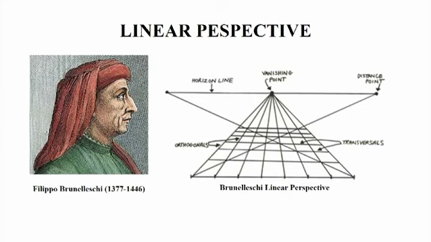Linear perspective became one of the most distinguishing features in Renaissance art when the Italian architect Filippo Brunelleschi refined its principles around 1425. He devised a method for representing objects in depth on a flat surface by means of using a single vanishing point on a horizon line.